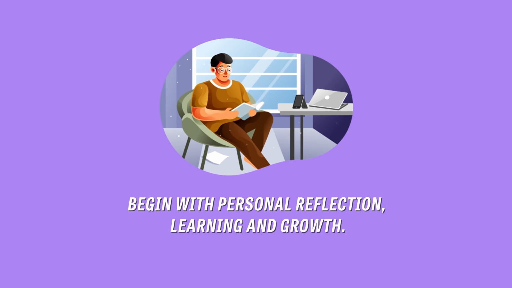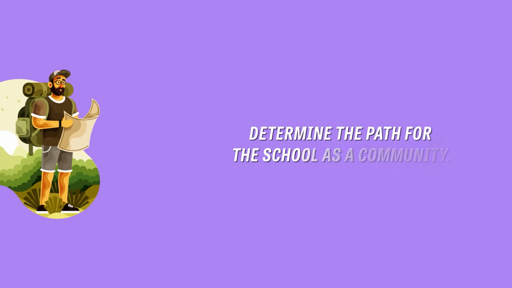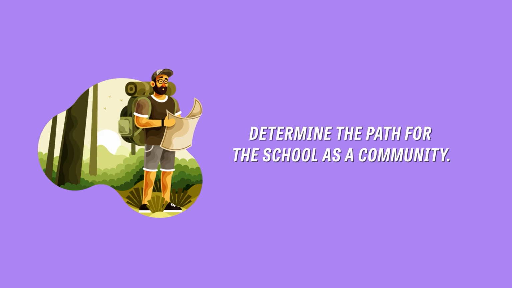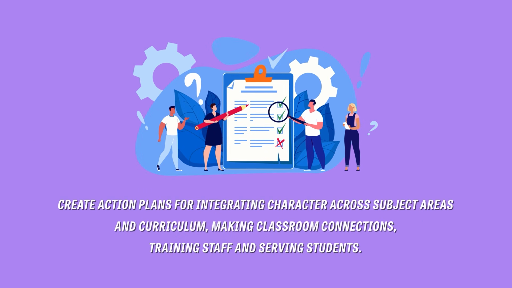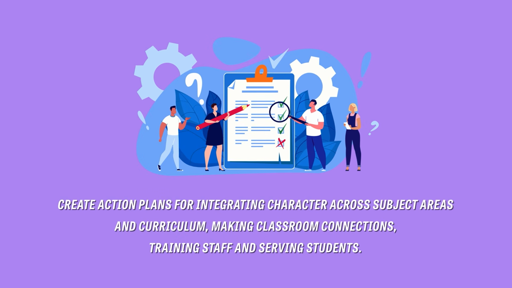We cannot impart character on others until we understand and enhance our own. This process can include school leaders, educators, and stakeholders. Next, determine the path for the school as a community. This is certainly easier said than done and will require time, consideration, input, and effort. There are many parts to plan, resources to gather, trainings to develop, and more. Create action plans for integrating character across subject areas and curriculum, making classroom connections, training staff, and serving students.